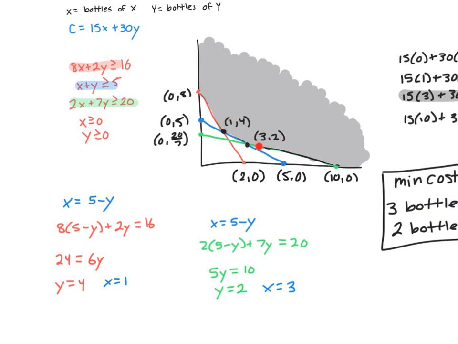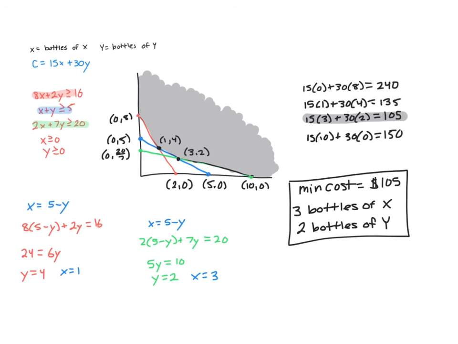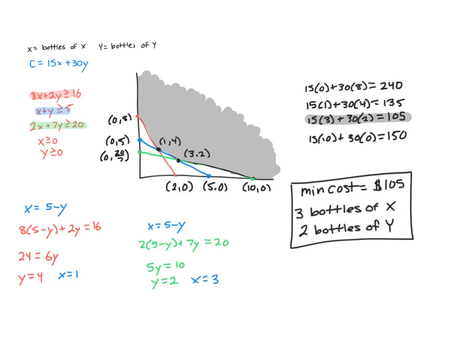So you had to find these 2 coordinates. They should be at 1, 4, and 3, 2. Here's how I solved them. And then once you have your 4 coordinates, you need to substitute all 4 into your cost function. And you're looking for the minimum cost, which will be $105. And you can achieve that by using 3 bottles of nutrient X and 2 bottles of nutrient Y.